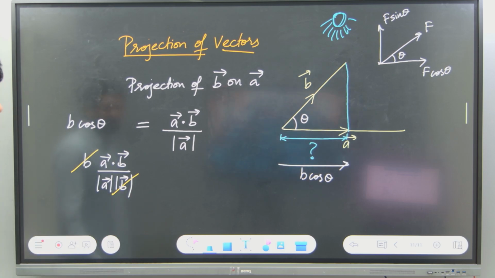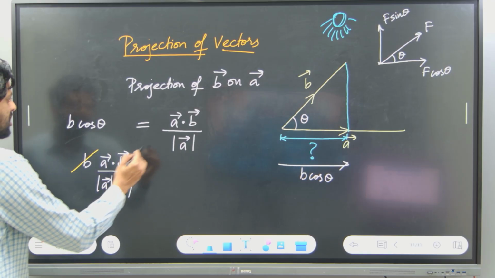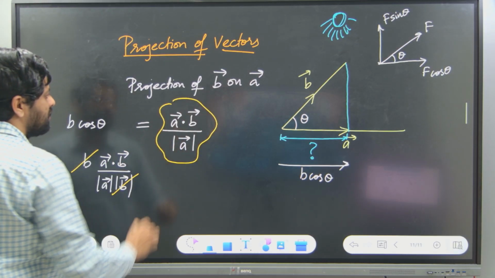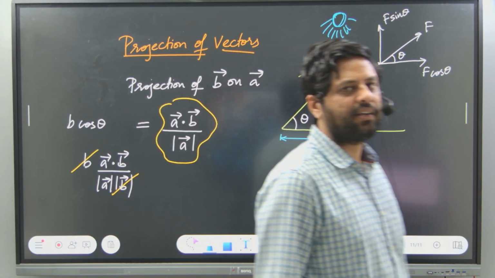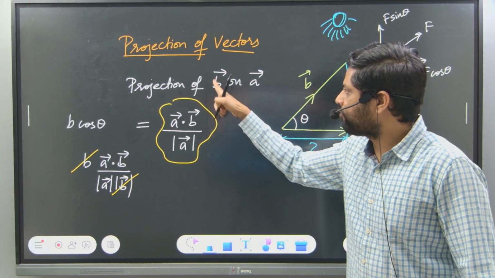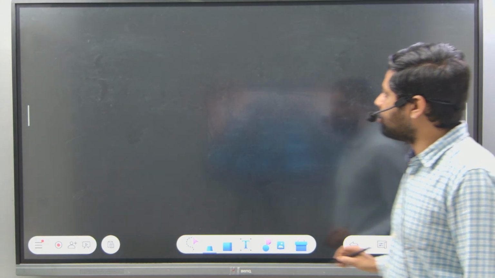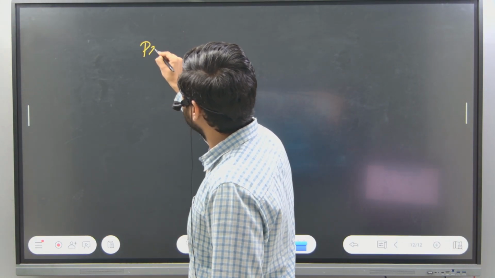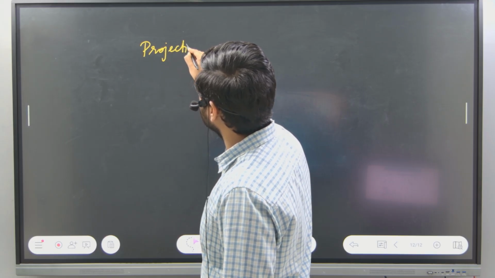All right, magnitude B will get cancelled, and what are we left with? We are just left with A dot B vector into A vector. So this is called the projection of B on A. If I talk about the projection of A on B, it is going to be the other way around.